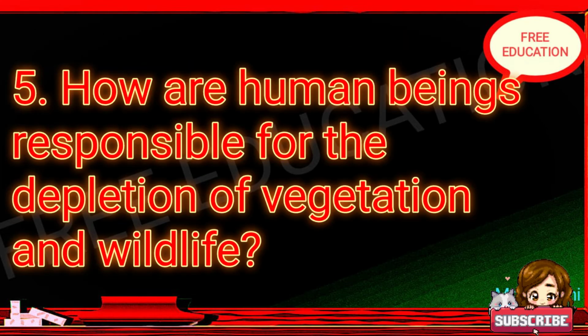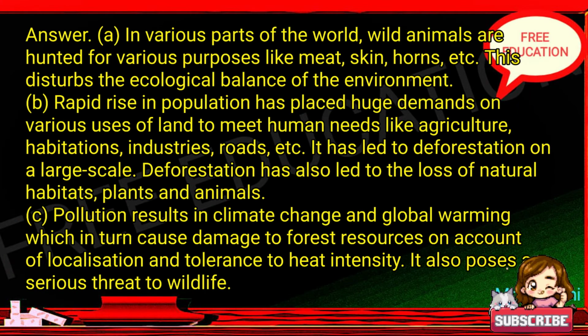5. How are human beings responsible for the depletion of vegetation and wildlife? Answer. A. In various parts of the world, wild animals are hunted for various purposes like meat, skin, horns, etc. This disturbs the ecological balance of the environment.